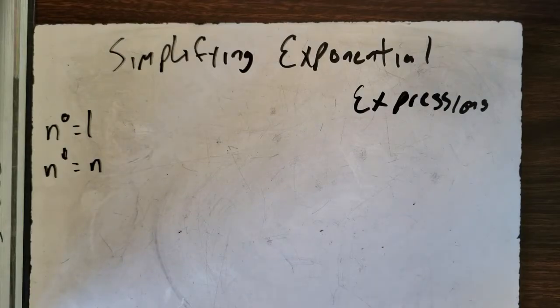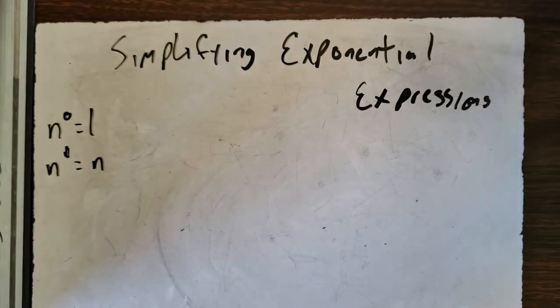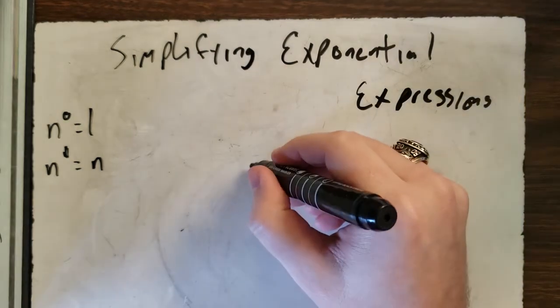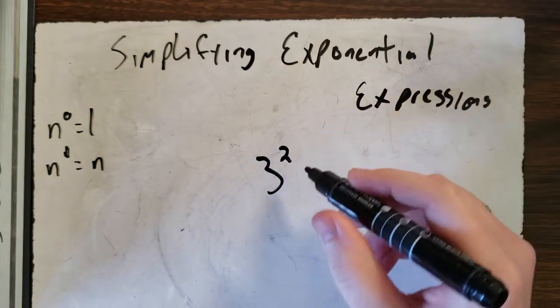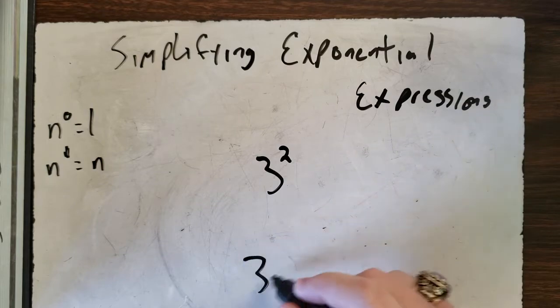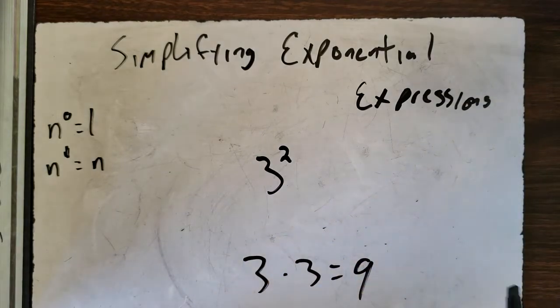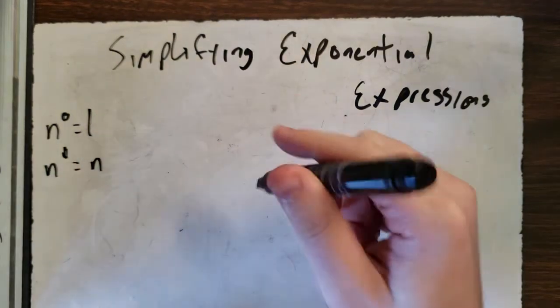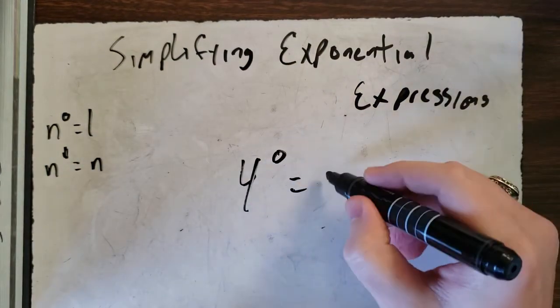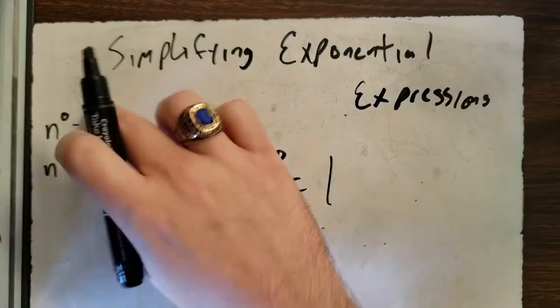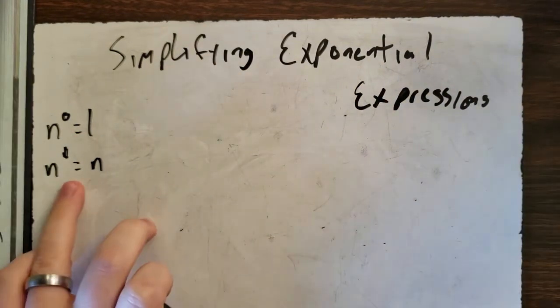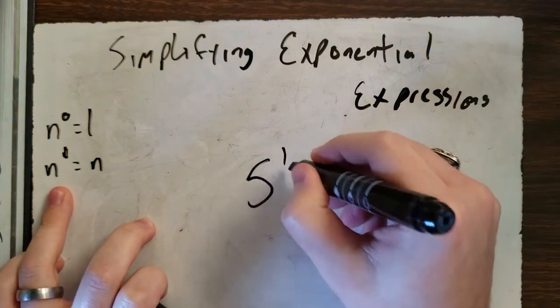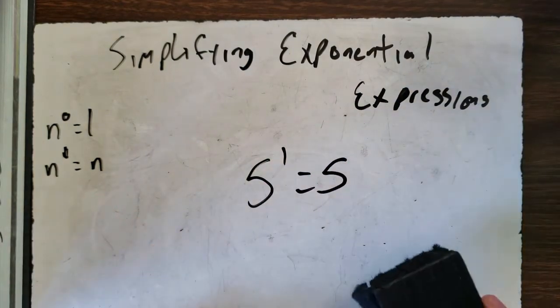All right, this topic is on simplifying exponential expressions. So now we've learned the basics. We've learned about simple exponents: 3 to the second power is 3 times 3, and that equals 9. We've learned about zero exponents, where any number that has a 0 for an exponent is 1, no matter what. And we've also learned that any number that has a 1 for an exponent equals itself.